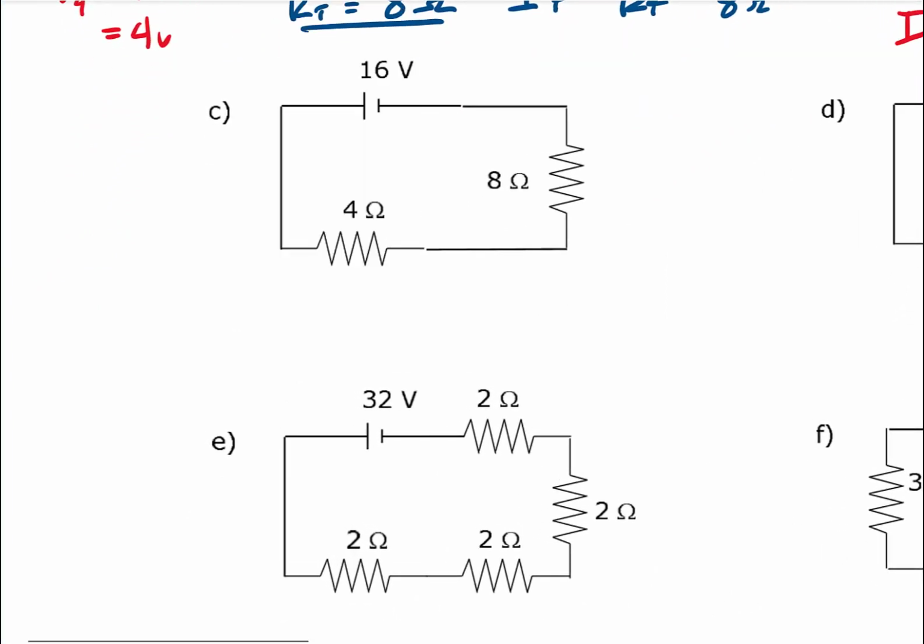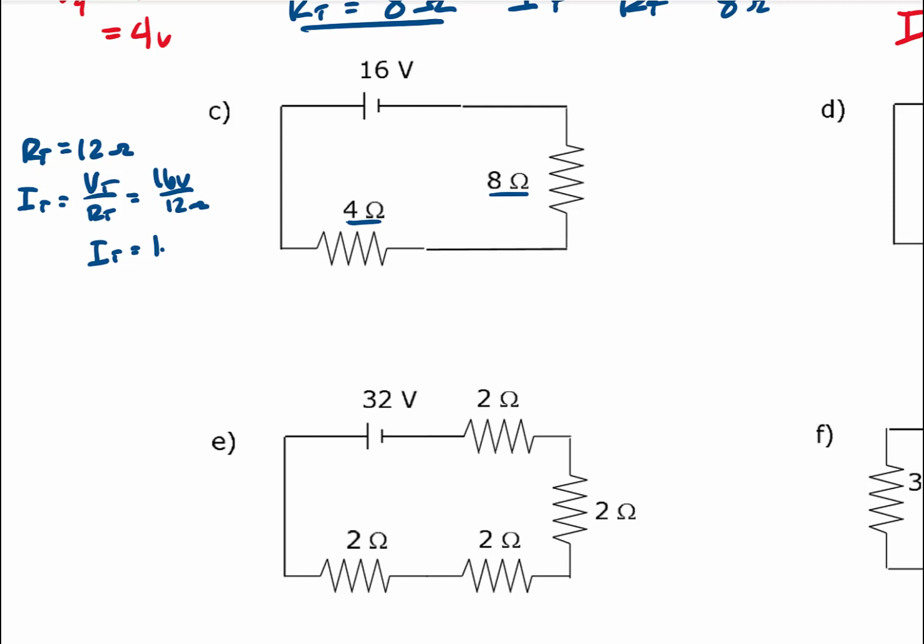So for this one, our total is going to be 4 ohms plus 8 ohms because we're just adding them together. So that's 12 ohms. So if I want the total current, I can get that now. That's the total voltage over the total resistance. So that's 16 volts divided by 12 ohms. So the total current comes out to be, what do we have? 4 over 3? 4/3?